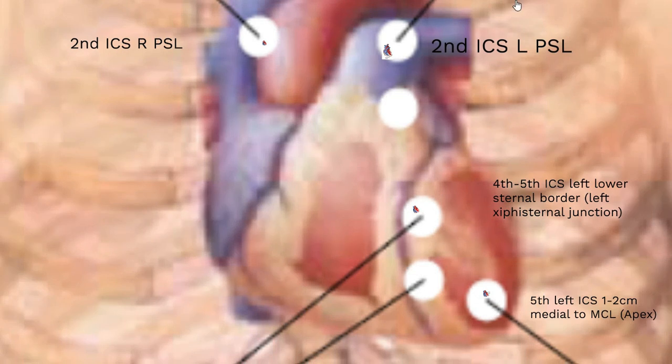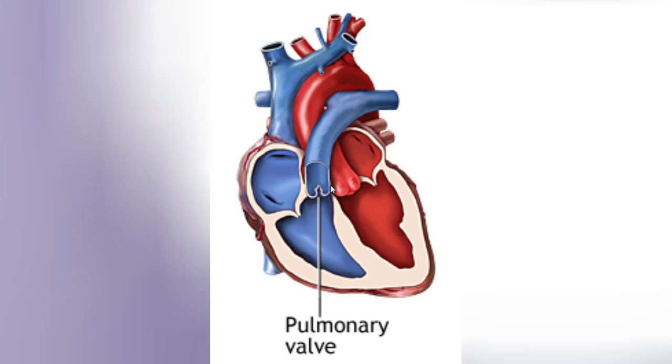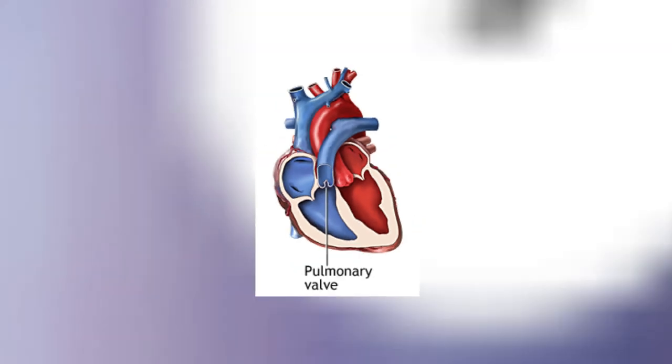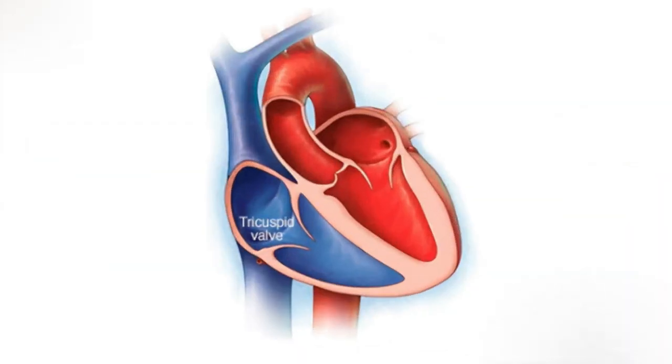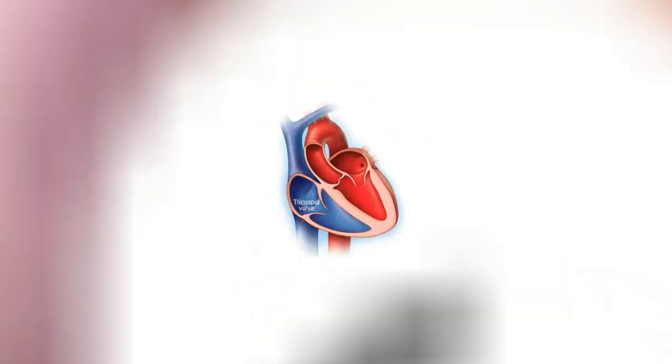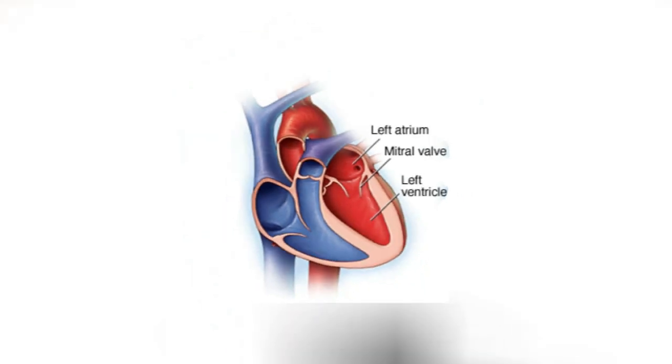Here is the second intercostal space, left parasternal line. This is the pulmonic valve, so you will be able to appreciate the murmurs of pulmonic stenosis and pulmonic regurgitation. Next is the fourth, fifth intercostal space, where you can appreciate the murmurs related to the tricuspid valve, either tricuspid stenosis or tricuspid regurgitation. Last is the fifth intercostal space, where you can appreciate the murmurs related to the mitral valve. It could be mitral valve prolapse, mitral stenosis, or mitral regurgitation.